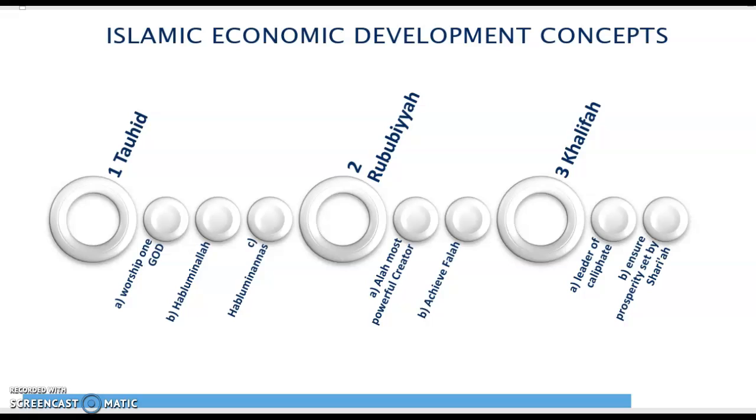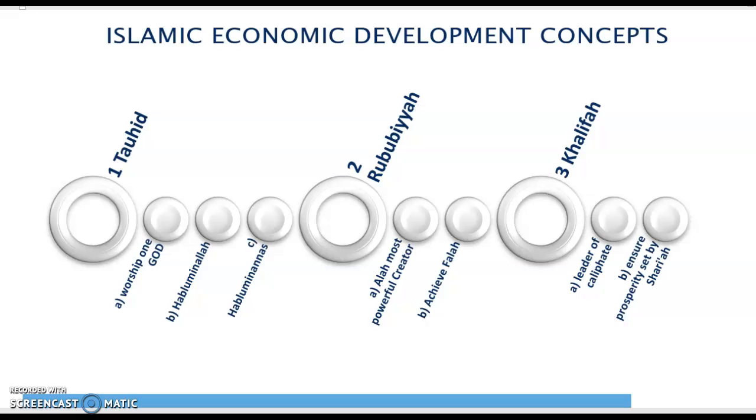Secondly refers to the element of rububiyah. Rububiyah is believing that the one God, Allah, is the most powerful Creator. So the second is, in order to achieve falah, it determines human rewards in all activities, including economic activities, in the hereafter. So everything that we do in this dunya is for the hereafter, for the afterlife.